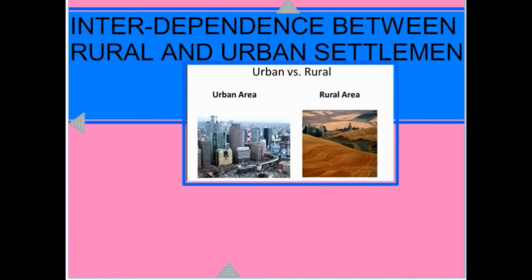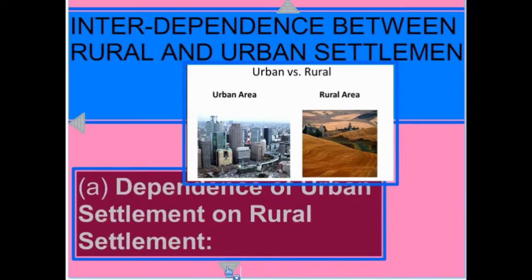Interdependence between rural and urban settlement has to do with how rural settlement and urban settlement depend on each other for proper coexistence. You can see a picture of an urban area which represents urban settlements and a rural area which represents rural settlement.